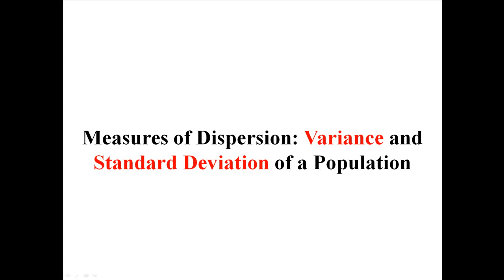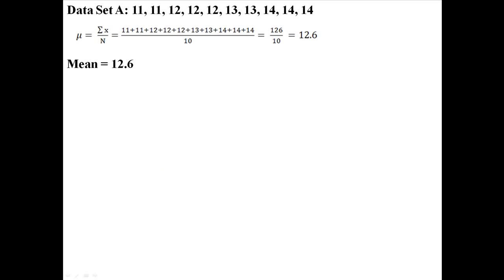So now we're starting with a very important topic. We're going to talk about variance and standard deviation of a population. So imagine you have a data set like this. All the numbers are pretty close together. When we find the mean by adding up all the values and dividing by how many we have, we find the mean to be 12.6.